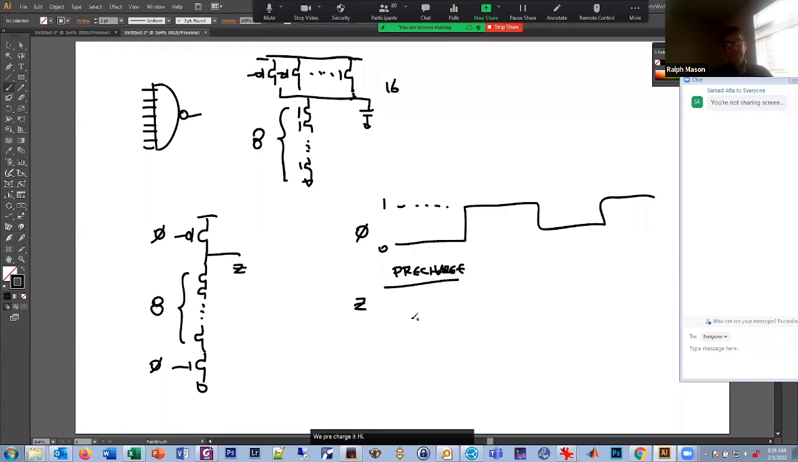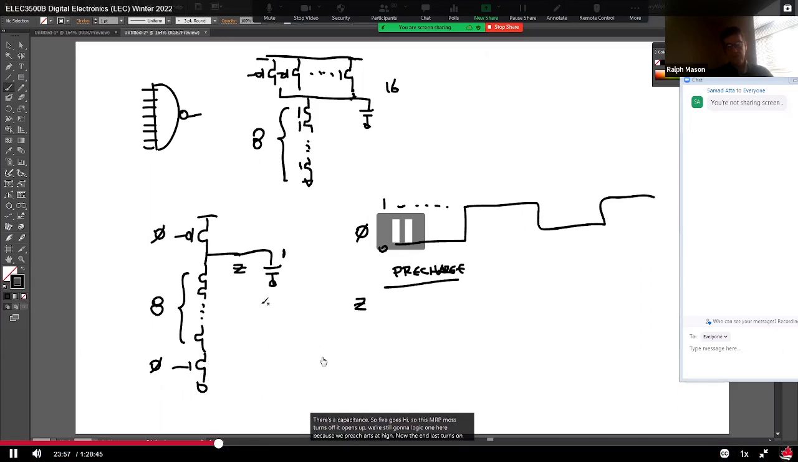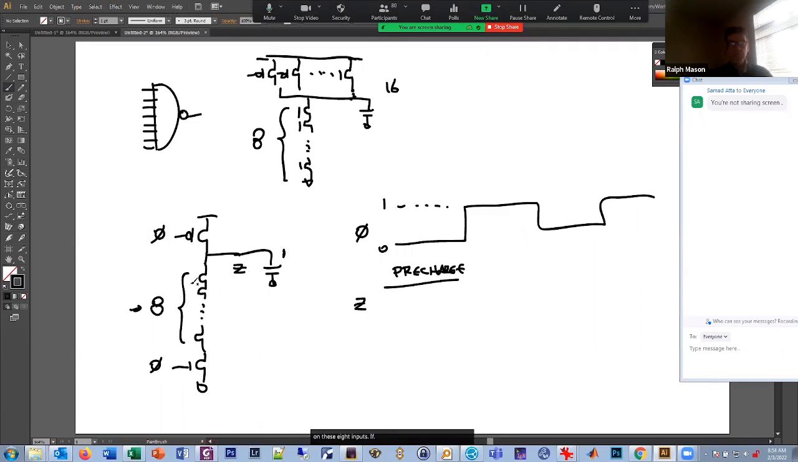And then phi goes high. And by the way, I forgot to mention, there's some capacitance. So phi goes high, so this PMOS turns off. It opens up. We've still got a logic 1 here because we pre-charged it high. Now the NMOS turns on. So we've got that switch closed. And the output here on this node Z will depend on these 8 inputs. If all 8 inputs were 1, the output would discharge to 0. If any one of them is a 0, the path is open, and the 1 will still remain there. It'll be dynamically held on this capacitor. I mean, there's some leakage current that'll slowly drain it, but to a first order, it stays high.